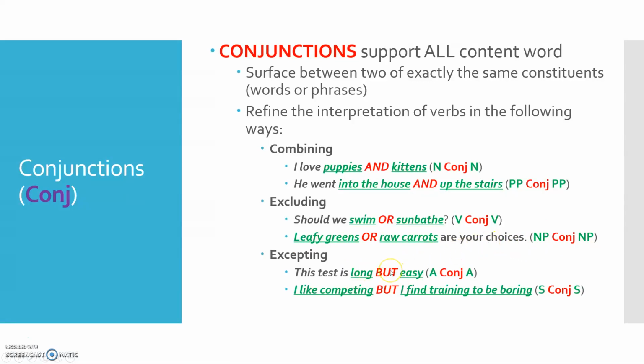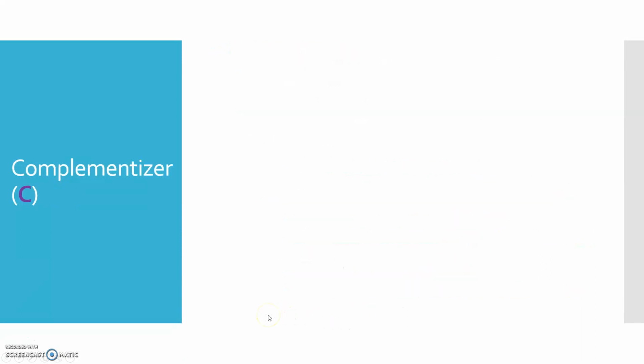Then we have but. And, or, but. These are the three conjunctions that you need to memorize. We have some kind of accepting thing. This test is long but easy, so there's kind of an exception idea here. I like competing, but I find training to be boring. Here we're conjoining two complete sentences. So the key with these coordinating conjunctions is that you're always linking together two of exactly the same thing. Two phrases of the same type, two basic content categories of the same type. That's what those conjunctions are doing.